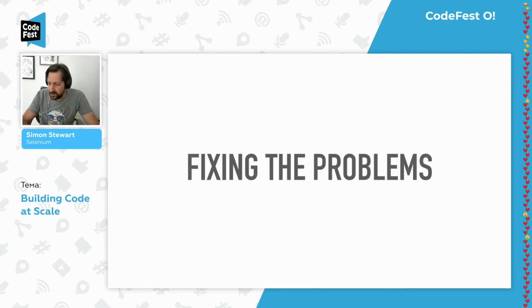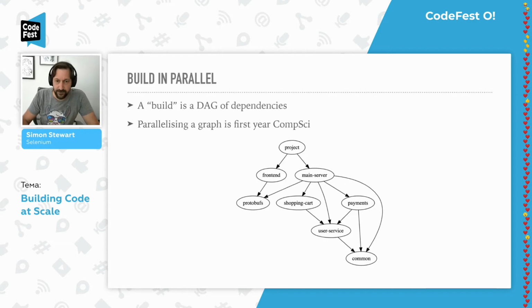So how would we go about fixing the problems if we lived in the modern world in the 21st century and we could build the system that we want to build? Well, the first thing is that a build is just a directed acyclic graph of dependencies, and parallelizing a graph is like first-year computer science. We shouldn't really need to tell our tools that they can build in parallel. Just make them do it, right?